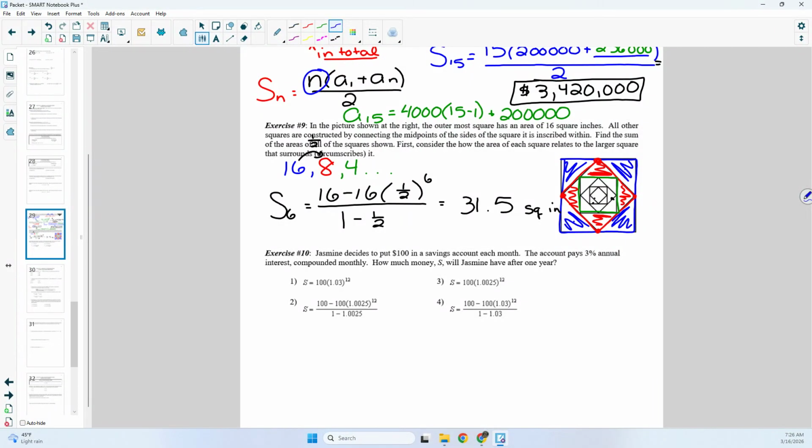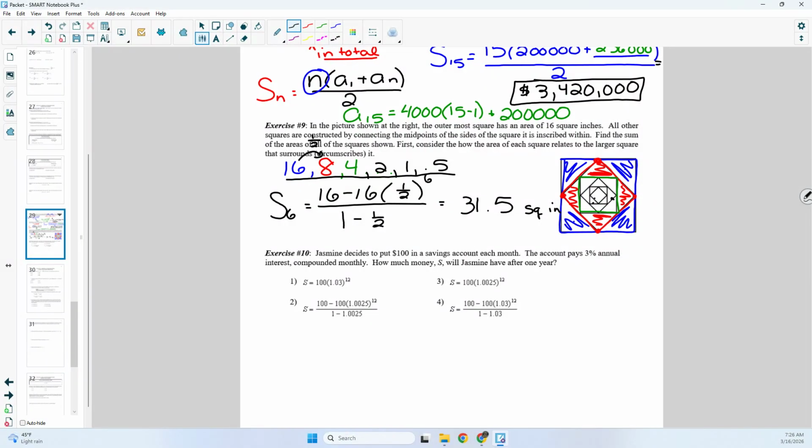Now, when these are so small, it might be worth checking. So my next few terms are 2 and 1 and 0.5. If I add those numbers up, I get 24, 28, 30, 31, and 31.5. So I can see that I have the right answer.